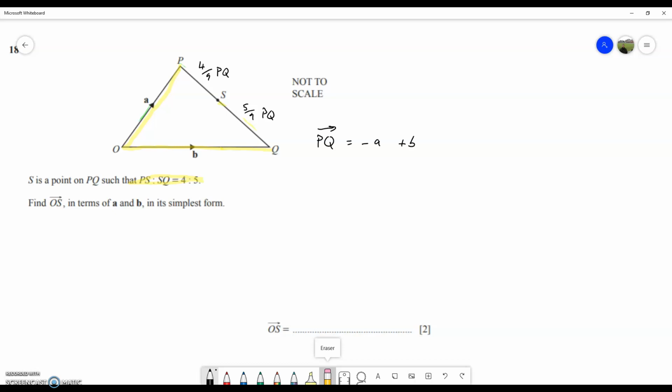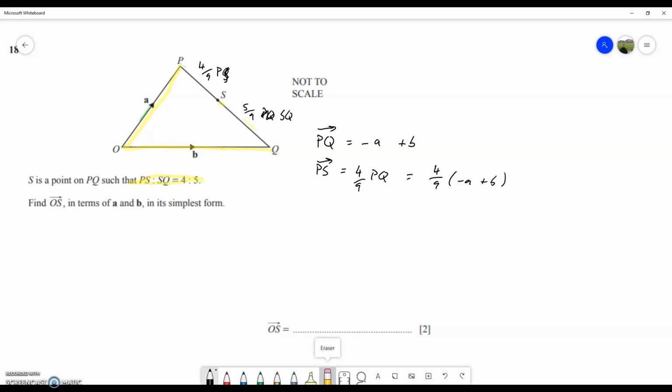So what that means is that, that should say P to S and S to Q. So PS is equal to 4/9 PQ, which is equal to 4/9 brackets minus A plus B.